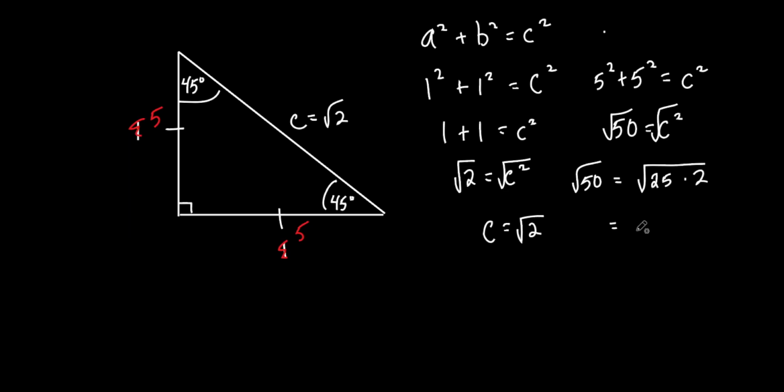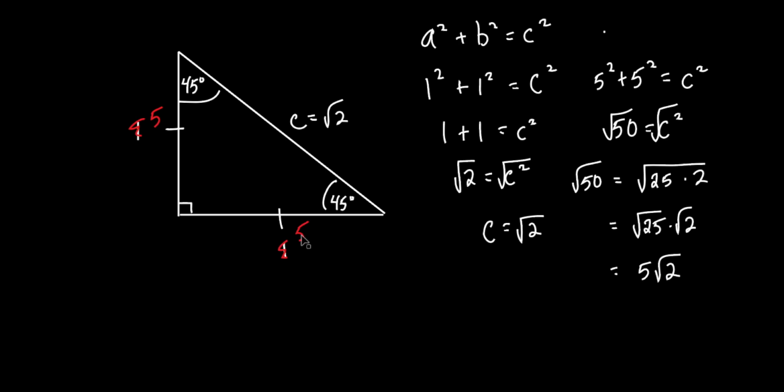So let's break this down. We talked about this the other day. I can take this one big square root and break it down into 2 smaller ones. Okay, that's an algebra topic that we talked about just the other day. What's the square root of 25? It's 5. Square root of 2, you can't do anything with it. You just leave it, square root of 2.